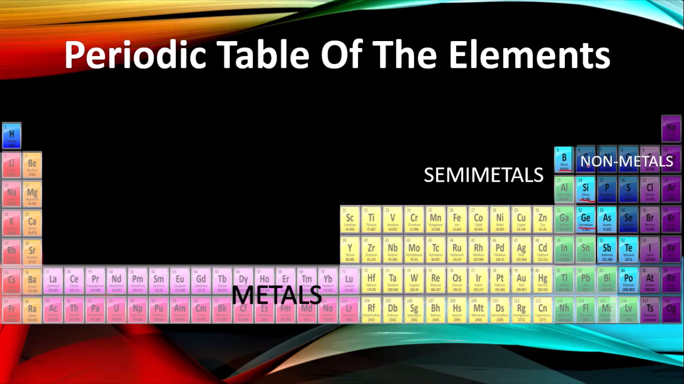The elements to the right of the semi-metals are all non-metals, while the elements to the left of the semi-metals are all metals, except for hydrogen. Hydrogen is a non-metal. It's not a part of the metals. So you'll learn about the specialty of hydrogen further in this chapter.